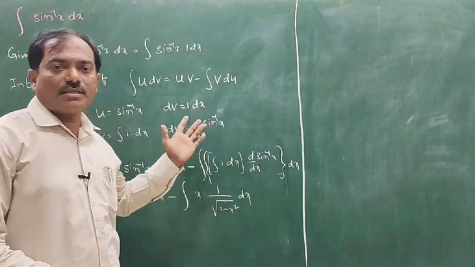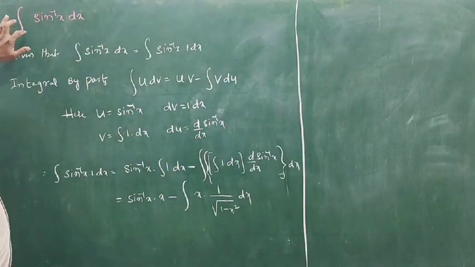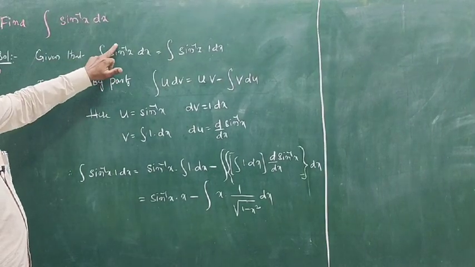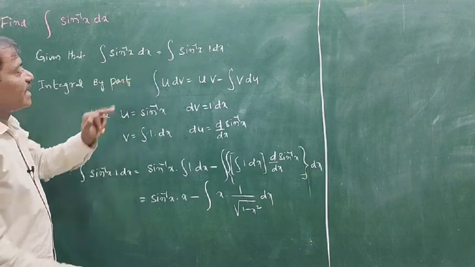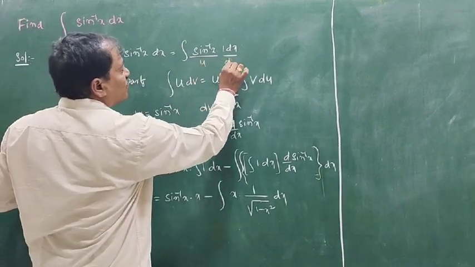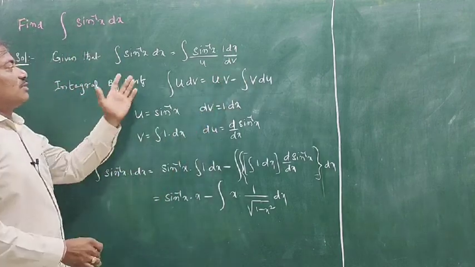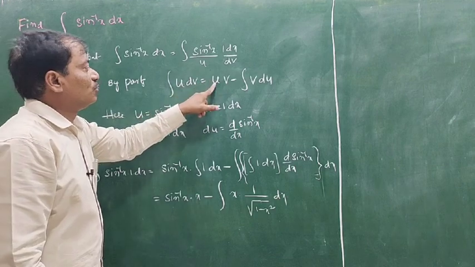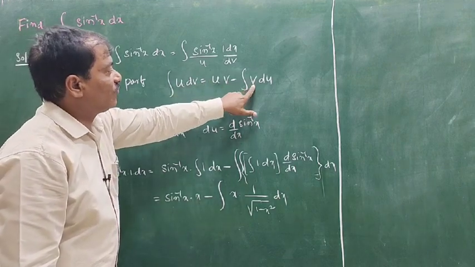Dear student, this is one more example. Find the integral of sine inverse of x dx. The given integral can be written as integral of sine inverse x times 1 dx, where the 1 dx is dv. We have to write it in this form, so by integration by parts, integral u dv equals u times v minus integral v du.